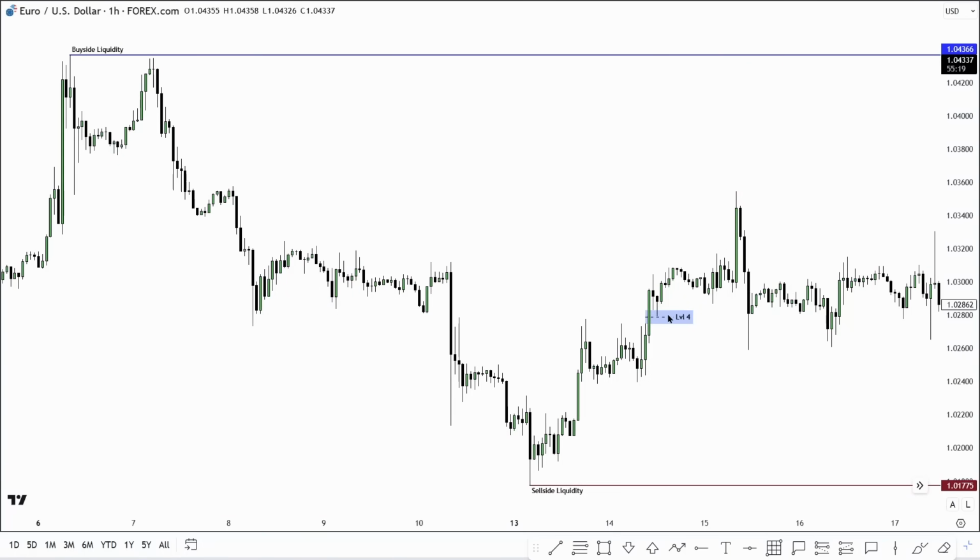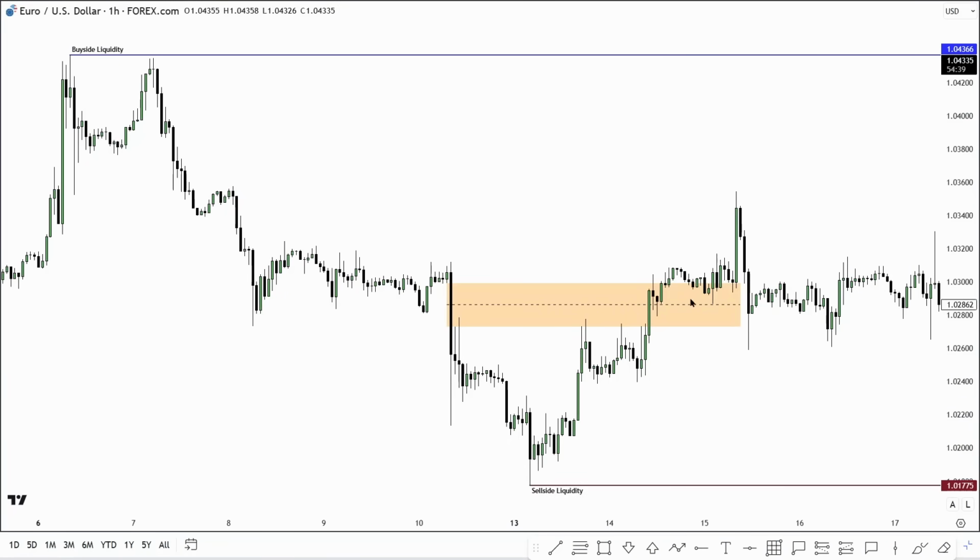Again, we drop into the consequent encroachment, leaving the lower half open, which also overlaps with the inverse fair value gap to the left. Notice the consequent encroachment here and what the bodies are doing. So we have an overlapping of fair value gaps. And again, this is giving us feedback that price is in a hurry to reprice higher.